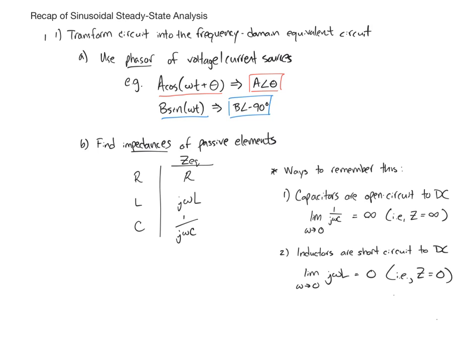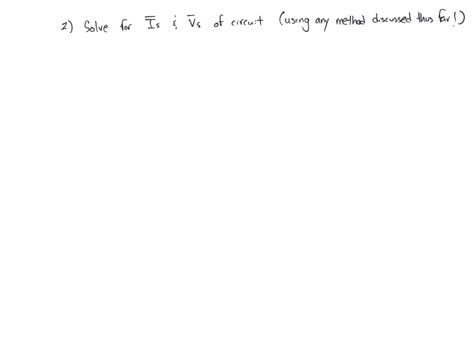Okay, so the first step, once again, is to transform the circuit into the frequency domain equivalent, and that involves 2 substeps: convert voltage and currents to phasors, and convert passive element quantities to impedances. The second step will be to take that frequency domain equivalent circuit and then solve for the current and the voltage phasors. We can use any technique we talked about so far. So KCL, KVL, voltage division, current division, etc. And we're going to talk about some additional techniques in the next module that will be even more useful.